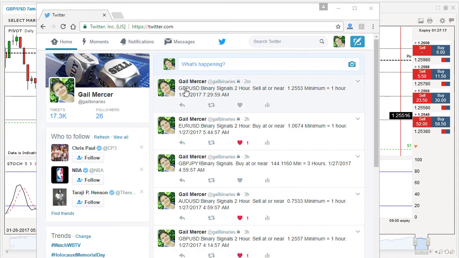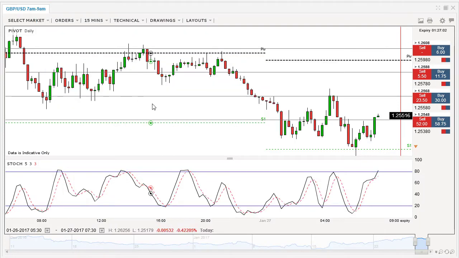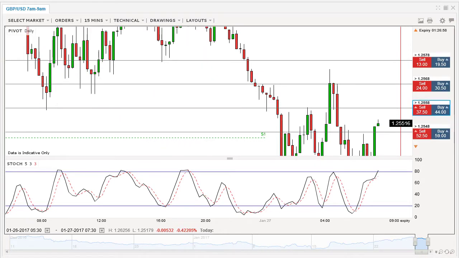You can see we just had this signal come out on the British pound, and the minimum time is 1 hour, and the strike, or the price that we need to target, is 25.53. So the first thing that I'm going to do is bring up the British pound chart, and you can see I have one here. And remember, the strike price is 25.53. So the closest to that price is 25.48.